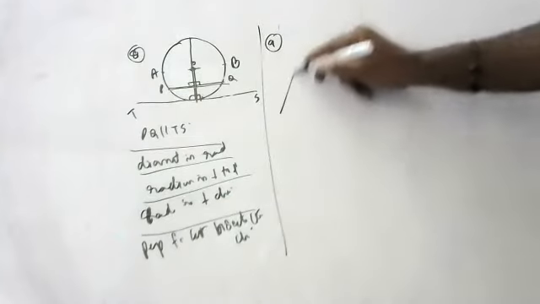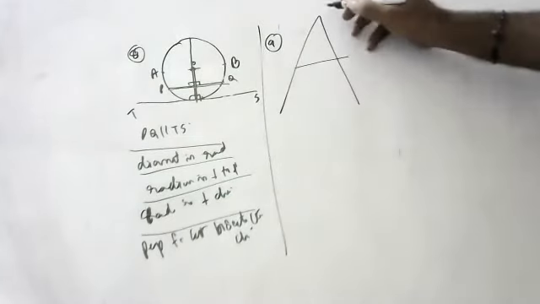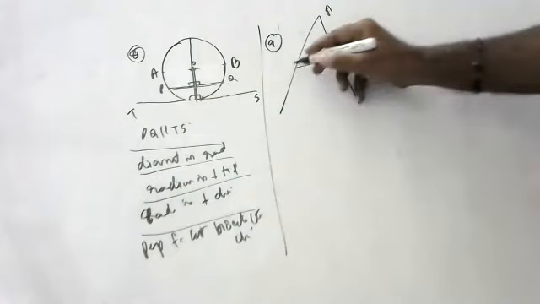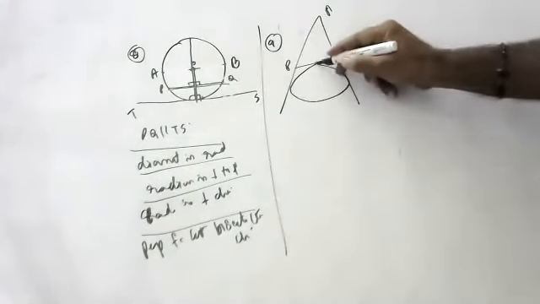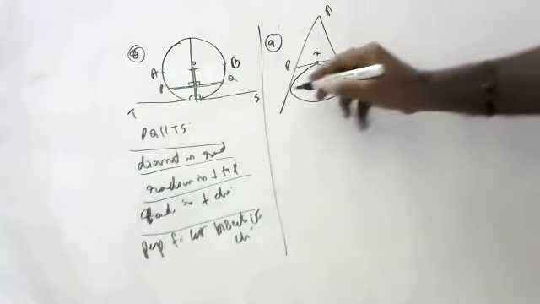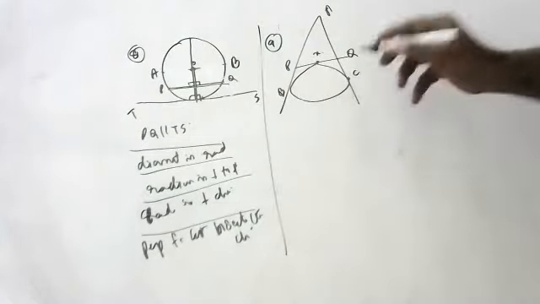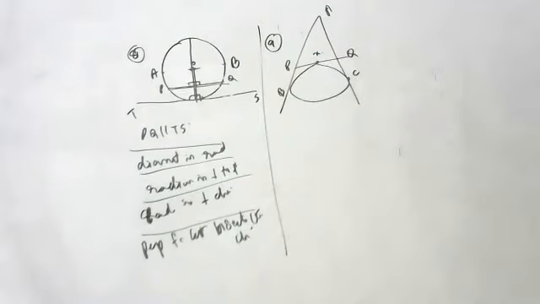Like this question, children, very important. 100% guarantee today it will come, children. So A, P, Q. Here there is one circle, children. Here there is one circle X, B, C.